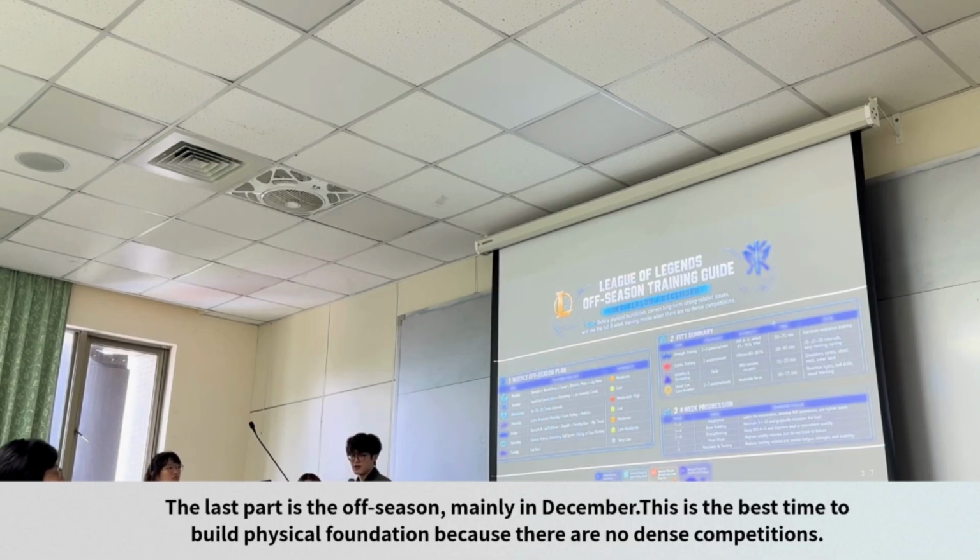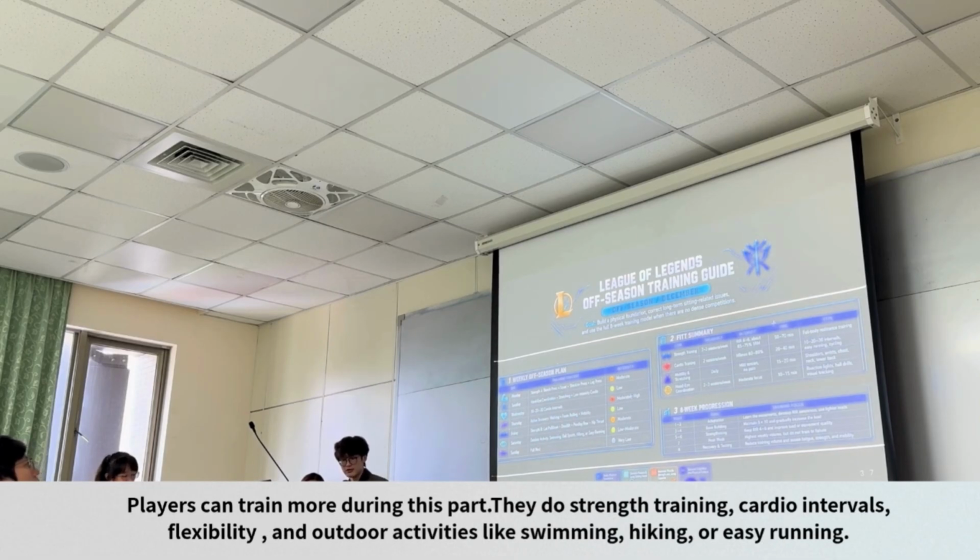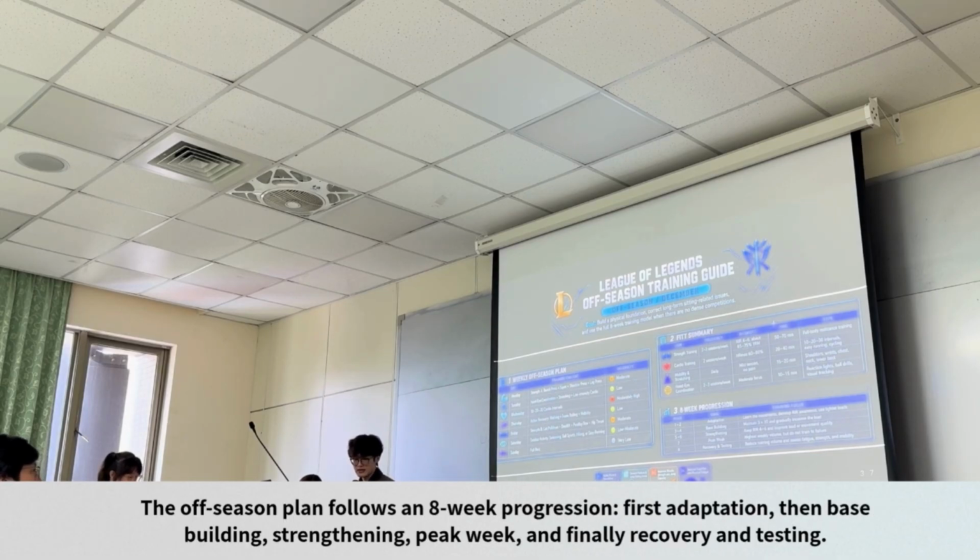And the last part is the off season, mainly in December. This is the best time to build a physical foundation because there are no competitions, and players can train more during this part. They do strength training, cardio, intervals, flexibility, and outdoor activities like swimming, hiking, or easy running. The off-season plan follows an 8-week progression: first adaptation, then base building, strengthening, and peak week, and finally recovery and testing.